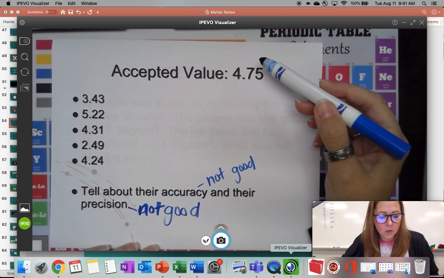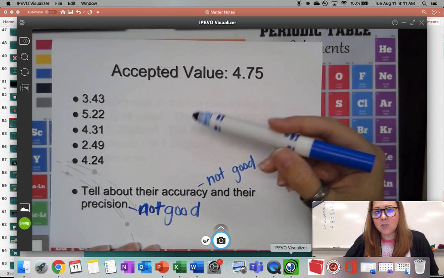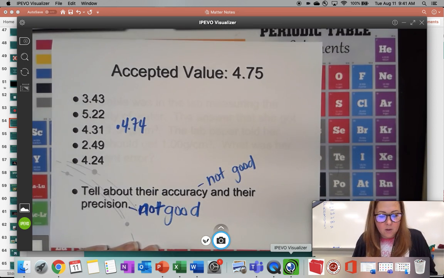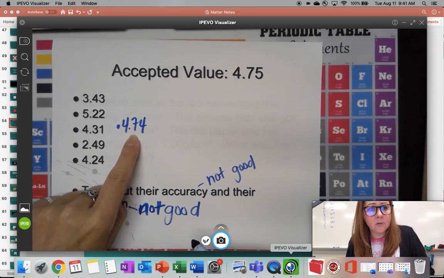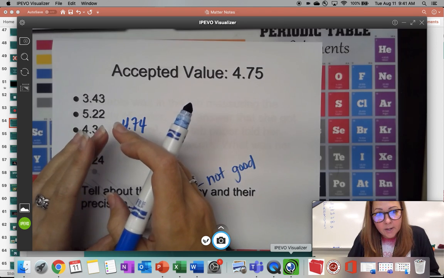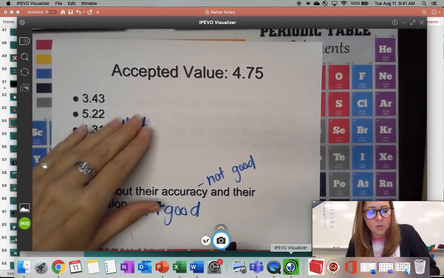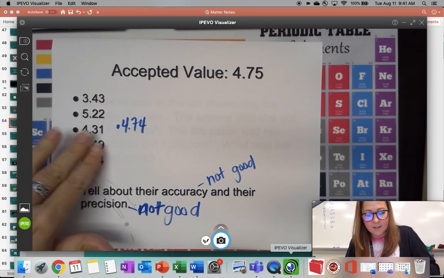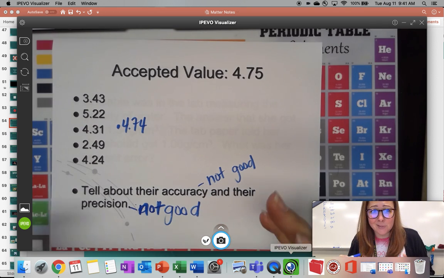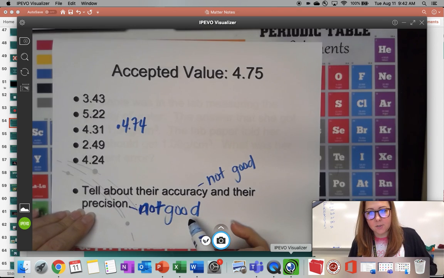You might be able to argue one of them. Actually, none of these you could even really argue. But let's just pretend like one of your data points is 4.74. You go, well, that one's really close, but all of those really stink. We're not really looking at one data point. Again, we're looking at the numbers as a whole. And when you look at all of those numbers together, even like this, it's still not very good accuracy because they were only accurate one time out of those 6. So here, accuracy is not good, precision's not good.